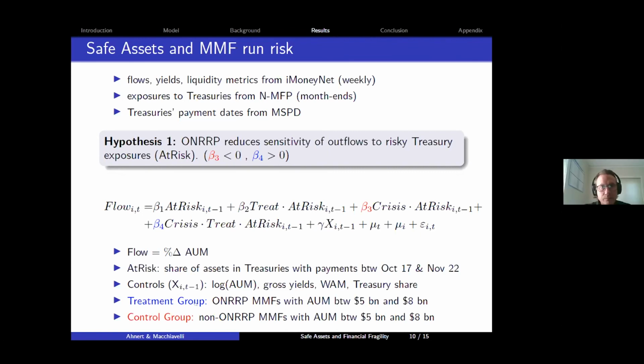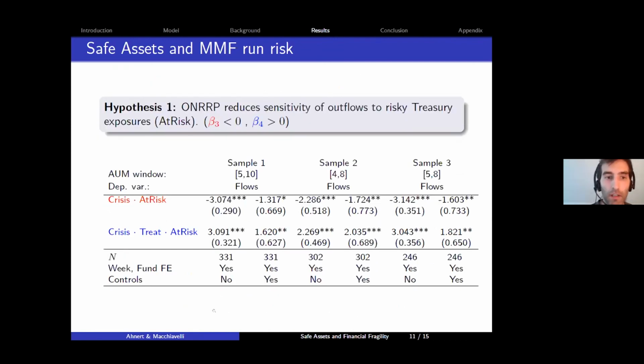Treatment funds are ONRRP counterparties with assets between 5 and 8 billion. In the control, we have funds of the same size, but that did not satisfy eligibility criteria back in 2012, so they are not ONRRP counterparties. And what we find is indeed that during the crisis, having more at-risk exposures leads to more outflows, so a negative coefficient, but the effect is completely neutralized by having access to the facility, to the safe asset. So that's in line with the model. Having a safe asset reduces the sensitivity of outflows to risky exposures.